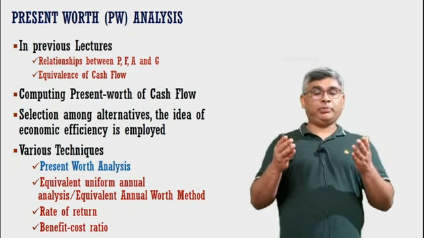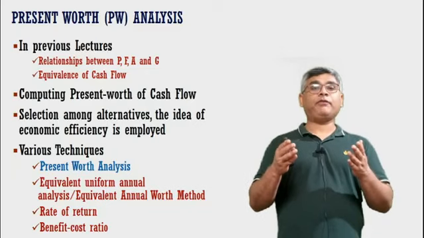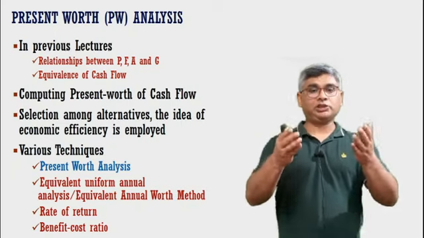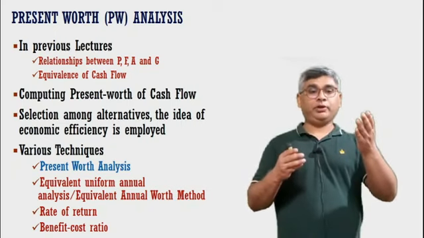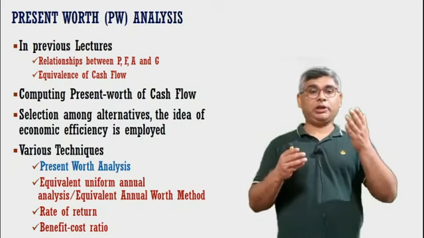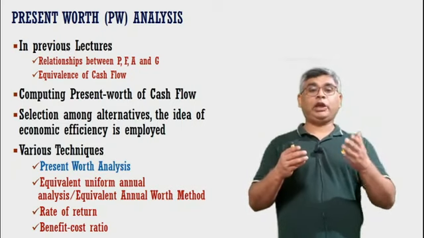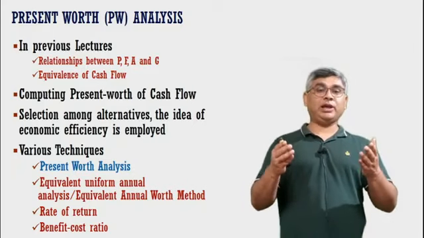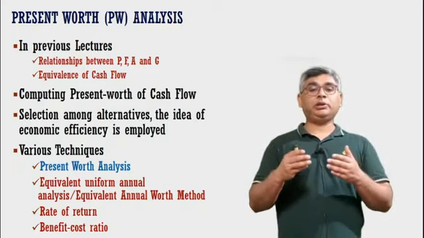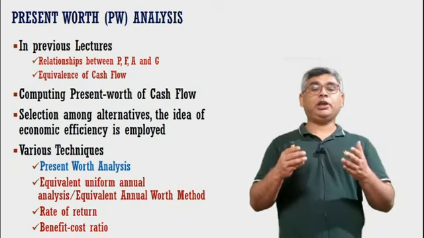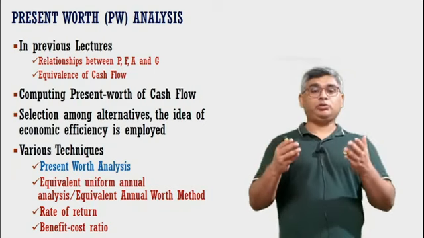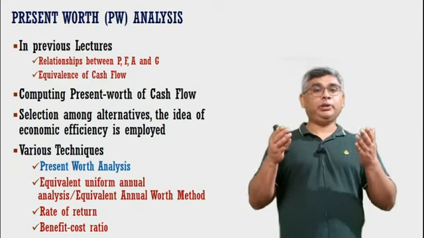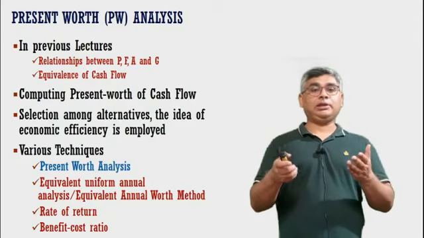Now, for selection among different alternatives, we have various methods. The present worth method is one among the listed ones. We can opt for the uniform annual worth method, sometimes also termed the equivalent annual worth method. We have rate of return and we have cost benefit ratio. In the present lecture, we will be focusing on the present worth method, or the present worth analysis.